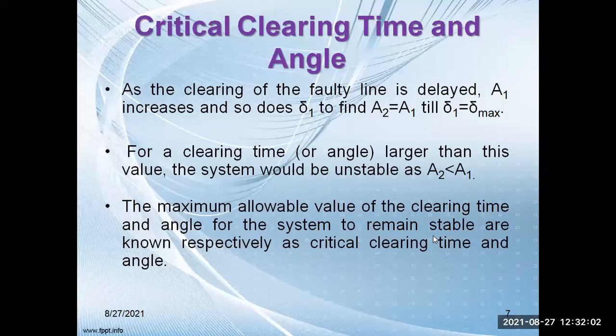So the maximum allowable values of the clearing time and the angle for the system to remain stable are known as the critical clearing time and the critical clearing angle respectively. So at delta equal to delta C, the circuit is cleared. That particular angle at delta equal to delta C is known as the critical clearing angle, and the time corresponding to it is known as the critical clearing time.